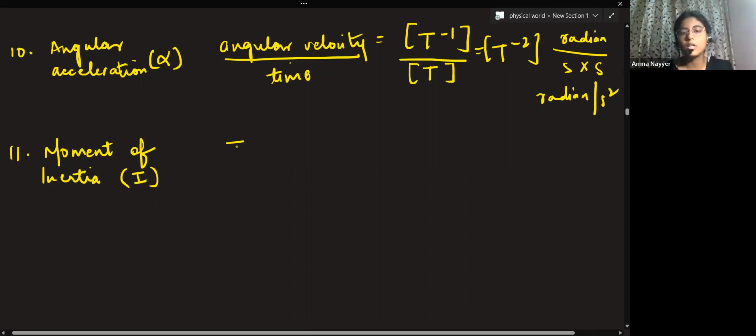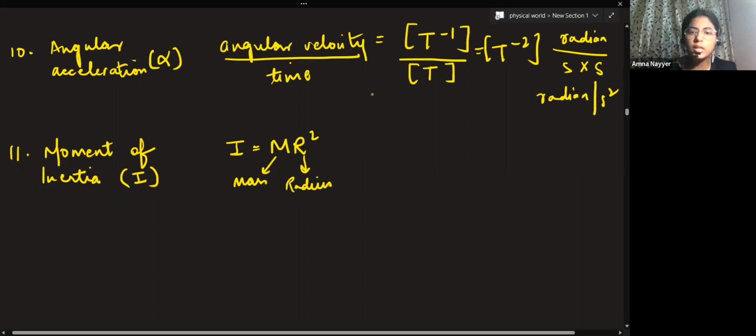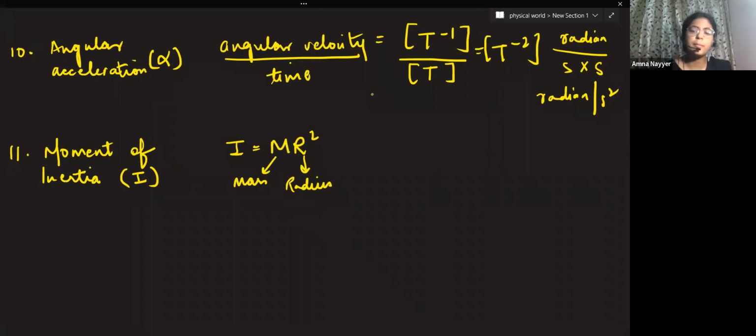See, the formula is what? This is basically mr square. M is the mass, r is the radius or the distance which you can see. So quickly tell what its dimension and the SI unit will be. Dimensional formula as well as the SI unit.